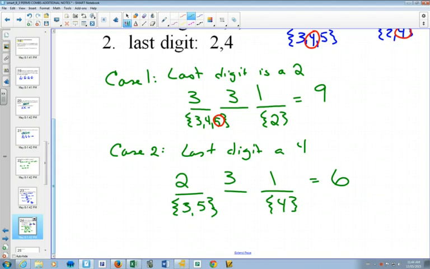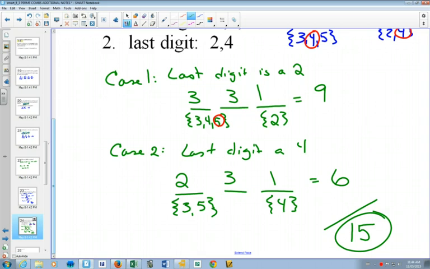Have I counted up all the cases? Yes. Because I wanted to make sure my last digit was a 2, and I counted all the ones that ended with 2. I wanted to count all the digits that ended in 4. And so now there was 9 that ended in 2, 6 that ended in 4. Gives me 15 in total.